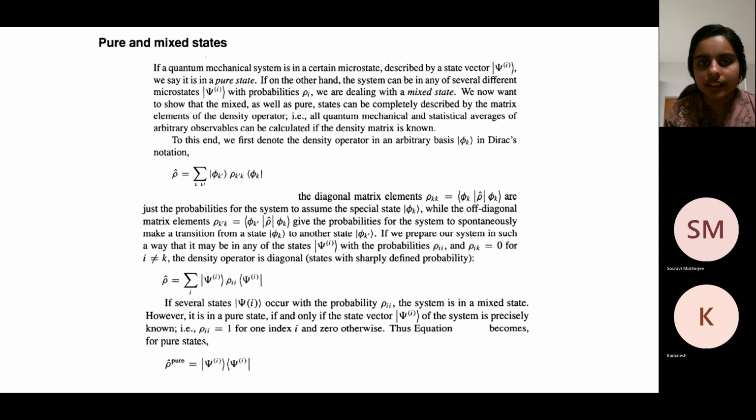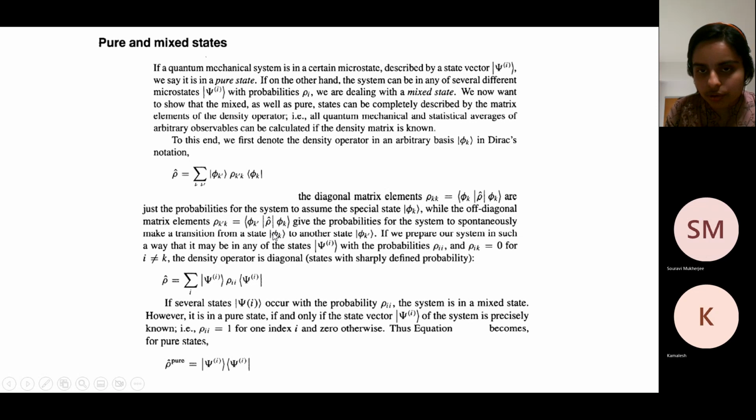So here you define the density operator in some arbitrary basis phi k by this expression here. The diagonal matrix terms, diagonal meaning when k prime is equal to k, are given as rho kk by this expression. That is the probability for the system to assume some state phi k. But then the off-diagonal terms, what do they signify? They signify the probabilities for the system to spontaneously make a transition from phi k to phi k prime.